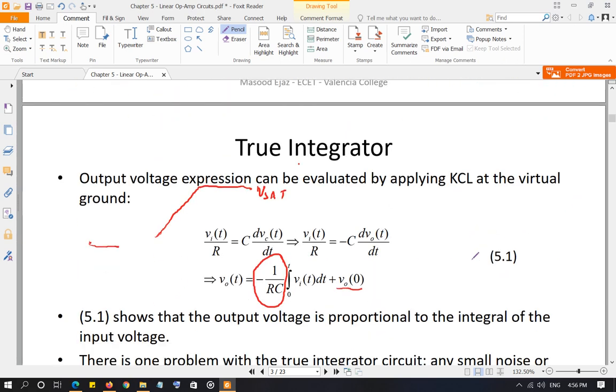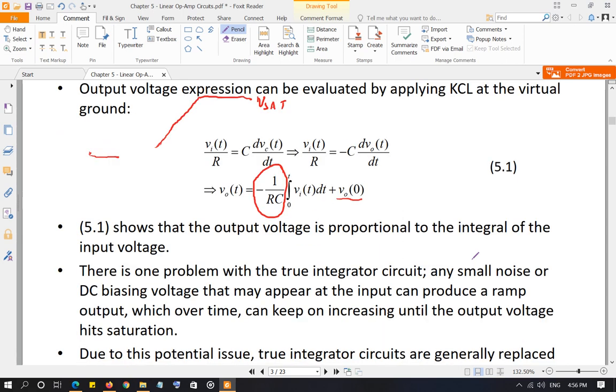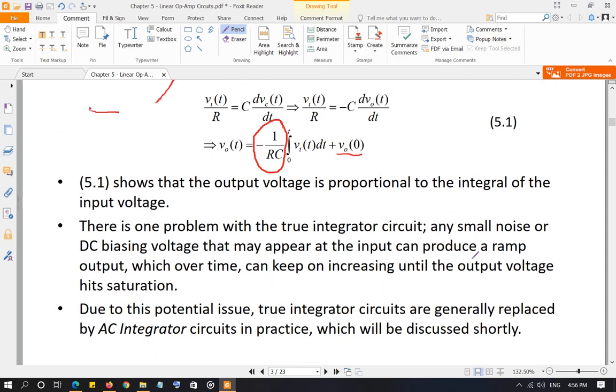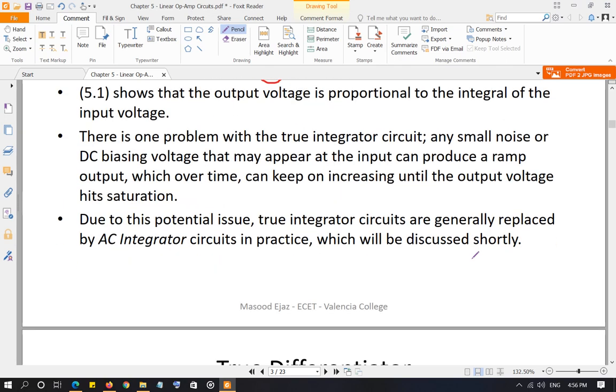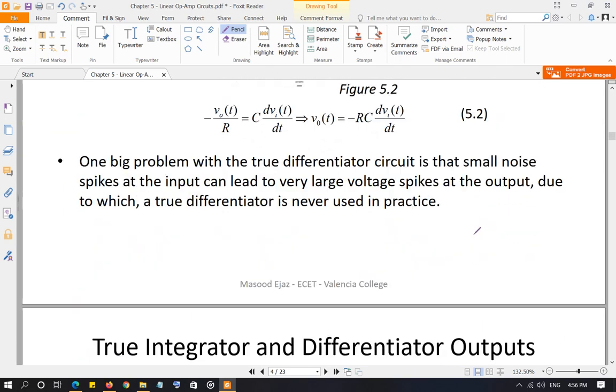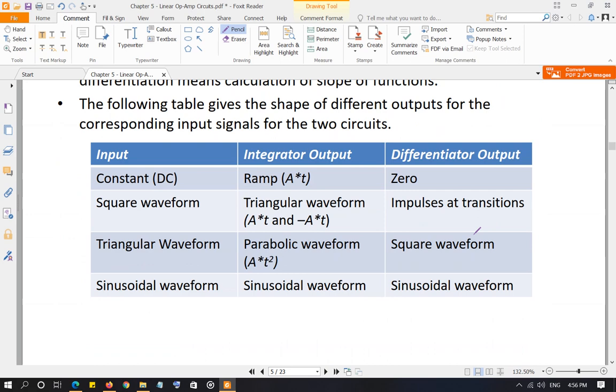So what we do is we make an AC integrator. And what is an AC integrator? We'll discuss shortly. I'm going to discuss the differentiator in the next one.